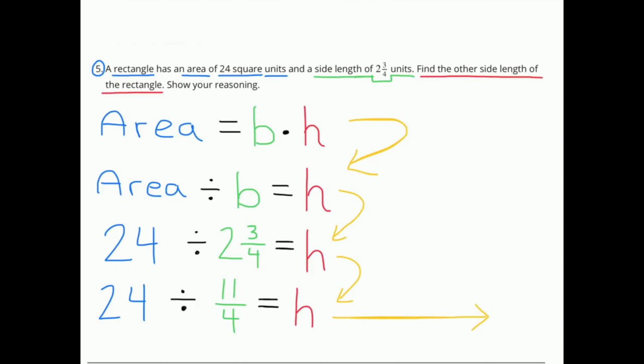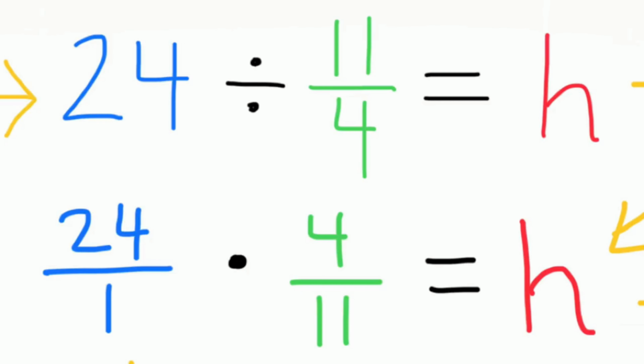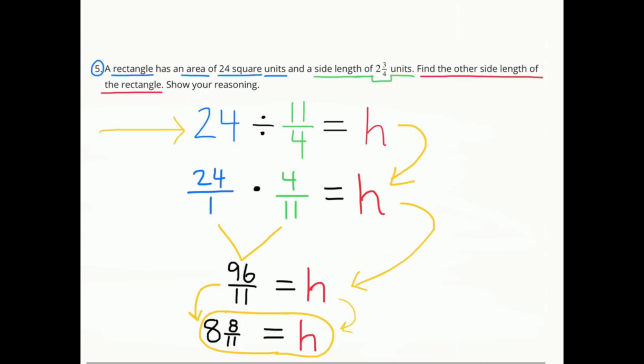So area divided by base will give us the unknown side length. 24 divided by 2 3/4 can be rewritten as 24 divided by 11/4. 24 divided by 11/4 can be done by multiplying by the reciprocal of 11/4. 24 times 4/11 equals 96/11. So the missing side length is 96/11, which can be rewritten as 8 8/11. The missing side length is 8 8/11 units.